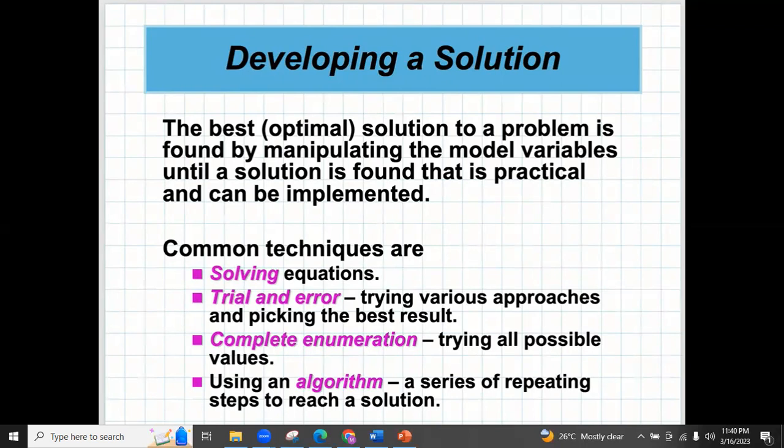So you can solve equations, you can do trial and error, you can do complete enumeration of all the possibilities and pick the best one, or you can use an algorithm, which is a series of repeating steps to get to a solution.